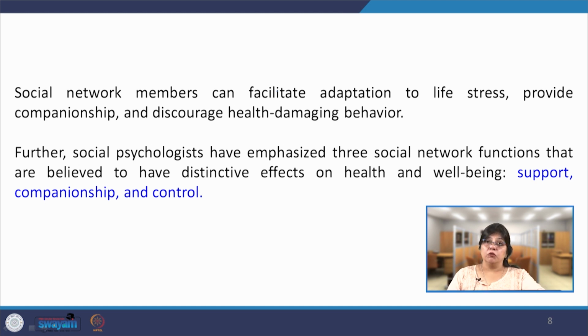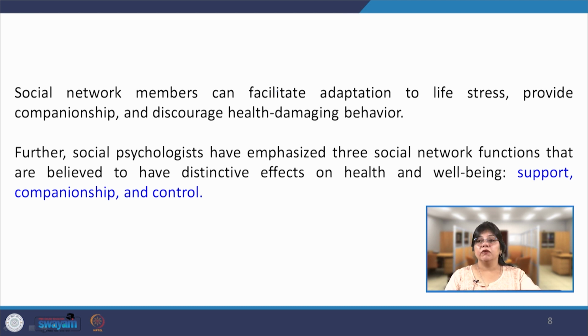Further, the most important thing is that social psychologists have emphasized three social network functions that are believed to have distinctive effects on health and well-being. As I mentioned, social networks have profound effect on the well-being of individuals. Now, these three distinctive features are support, companionship and control. People can have control over their behavior while adapting to stressful events through different techniques. There is more companionship, people can experience sharing their grievances and opinions to those strong networks, and at the same time those strong networks through communication also provide support to each other.